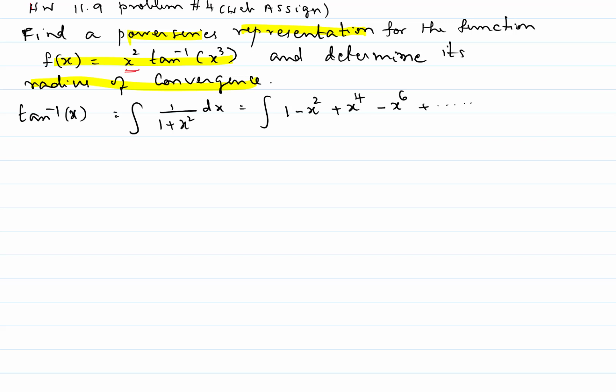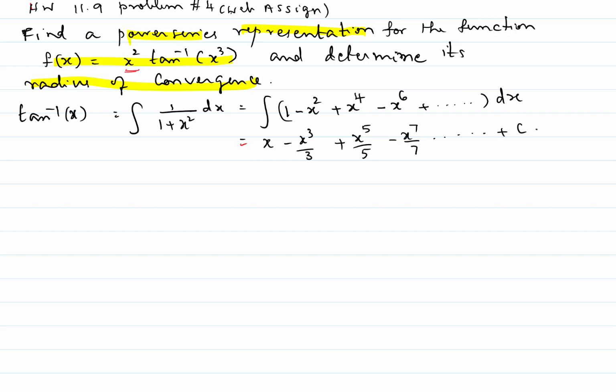So in order to get the tan inverse of x cube expansion, we'll go from tan inverse of x, which we derived in class. So tan inverse of x can be written as the integral of 1 over 1 plus x squared dx, which is the integral of 1 minus x squared plus x to the power 4 minus x to the power 6 and so on. So if you integrate each term, you get x minus x cube over 3 plus x to the power 5 over 5 minus x to the power 7 over 7 and so on.